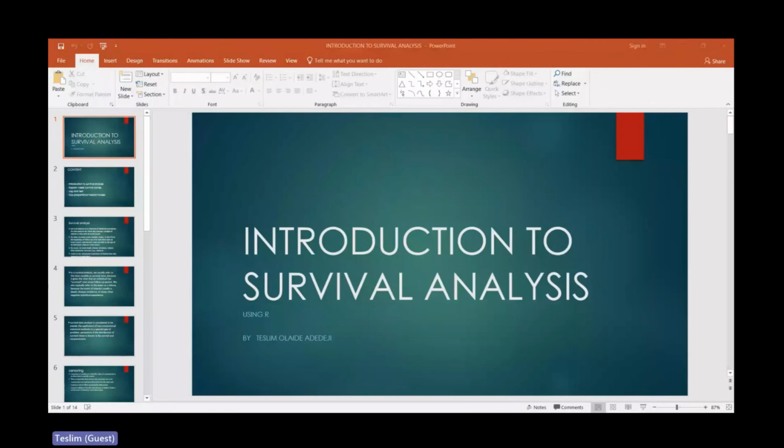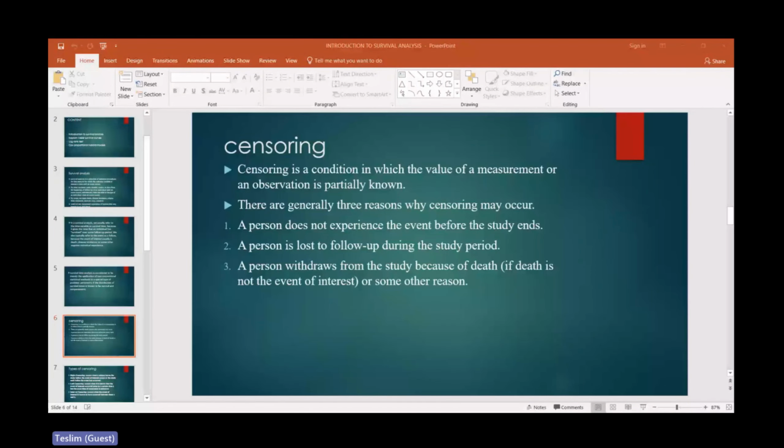An example of those terms is censoring. Here I define what censoring is. Censoring is a condition in which the value of a measurement or an observation is only partially known. When you don't have full information about the data you are measuring, that's what we call censoring. In survival analysis, there are generally three reasons why censoring may occur.